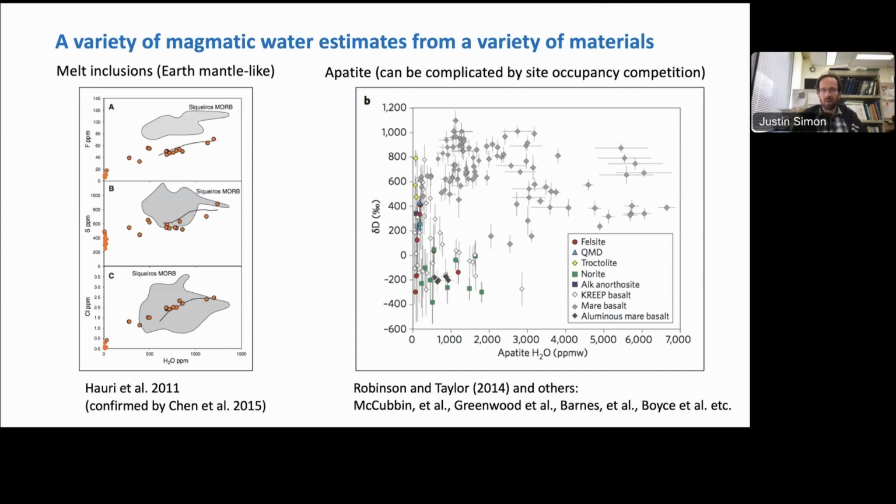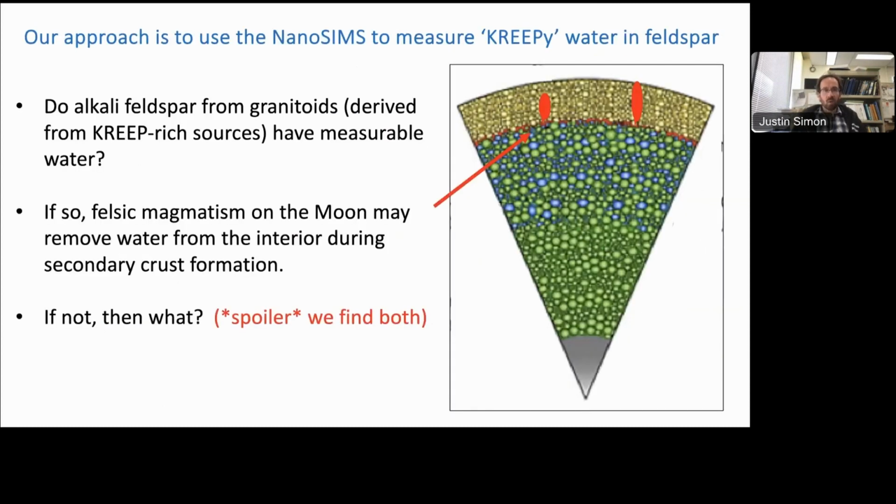And so depending on the question that you're asking, it may dictate what the record it contains is. Likewise, there are other stoichiometric constraints to a complicated mineral like apatite. So our approach is one where we use an ion probe, the NanoSIMS in this case, to look at the potential, I'm putting in quotes, "creepy" water in feldspar.